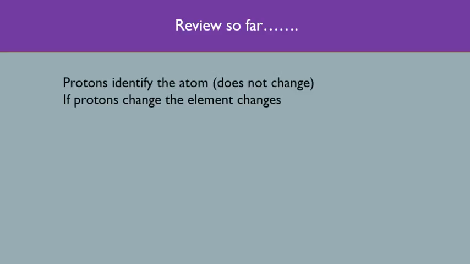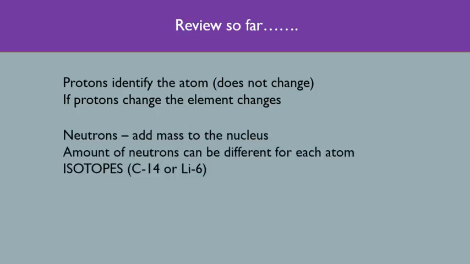So what have we learned so far? All right, in the last video, we learned that protons identify the atom, that the protons do not change, and if the protons change, then the element changes. Then we learned that neutrons add mass to the nucleus, and the amount of neutrons can be different for each atom, and that will cause different masses, and these are called isotopes. The way we would write that would be something like C-14, or carbon-14, or Li-6, or lithium-6.